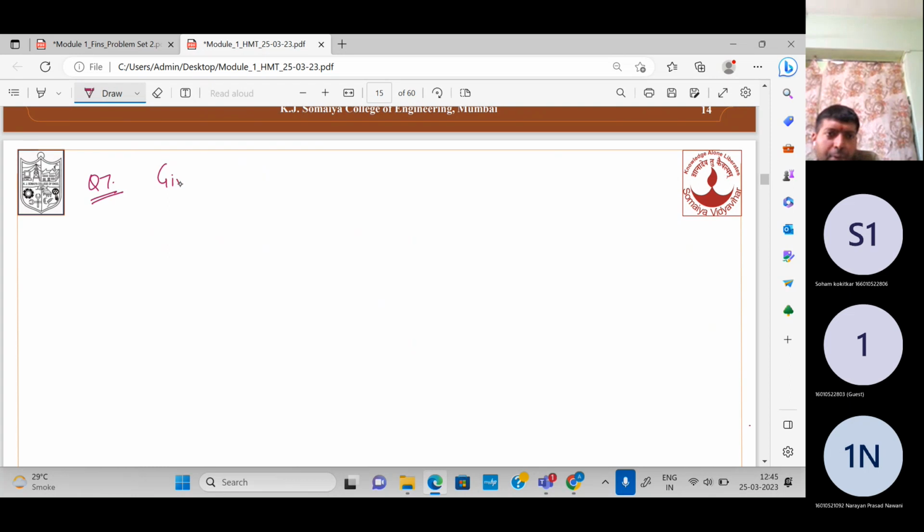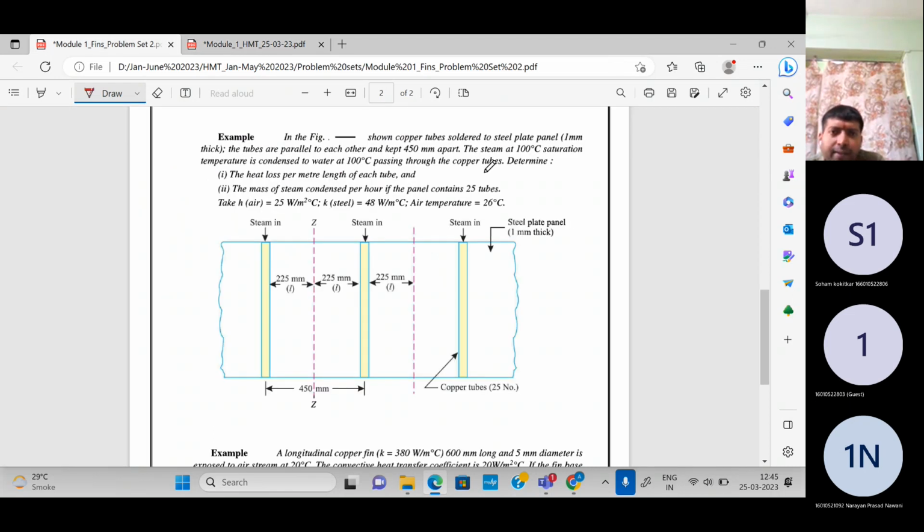Write down what is given in the problem. The length of the fin, this is the half of the distance between the two tubes, that is 225 mm. It is equal to 0.225 meters. Temperature at the base of the fin. Let's see. देखो क्या दिया हुआ है. Steam at 100 degrees Celsius, saturation temperature, condensed to water at 100 degrees Celsius passing through the copper. That means the base temperature is 100 degrees Celsius.